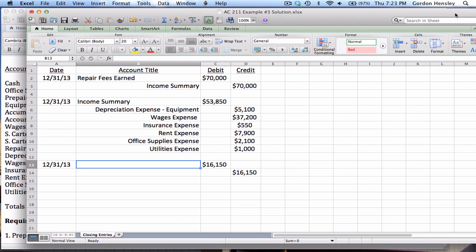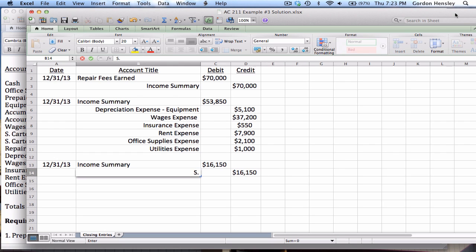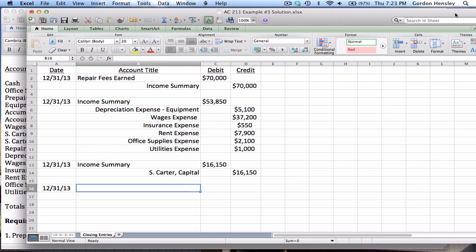So that means to get rid of it, I'm going to have to debit income summary. And what does it get closed to? It gets closed to capital. So I'll credit capital, and that will close out the income summary.